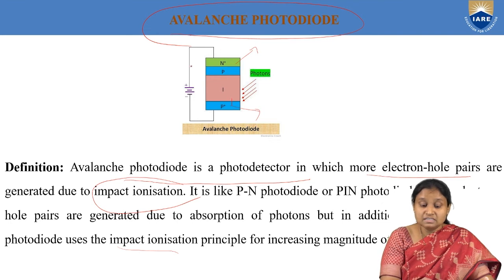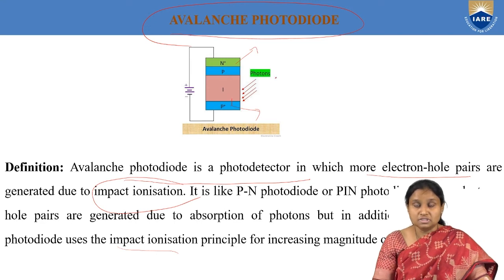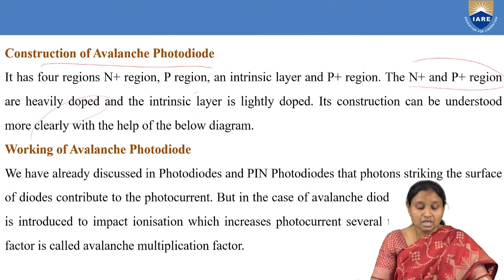As you can see, this is reverse biased, and also we are exposing our intrinsic region, which is a thick layer, to photons. This is about the construction of the photodiode.